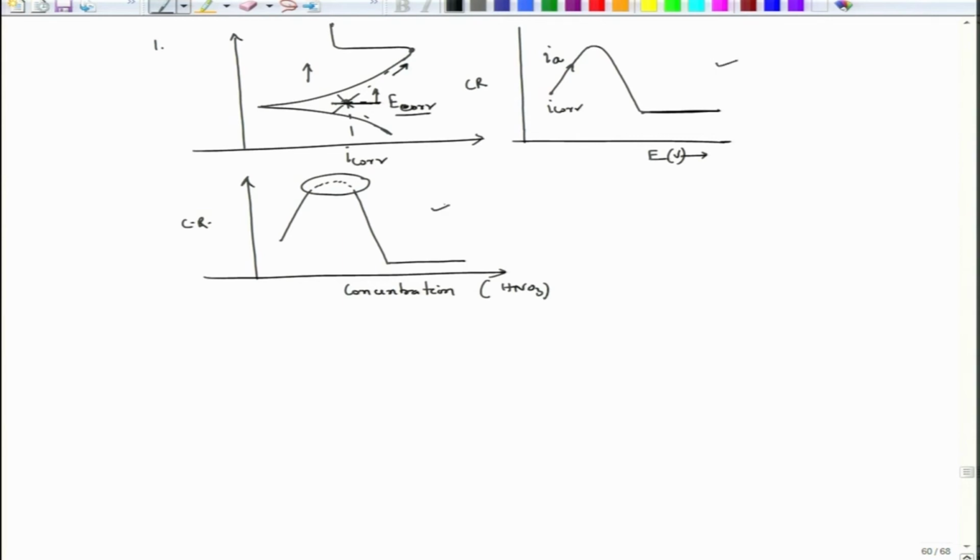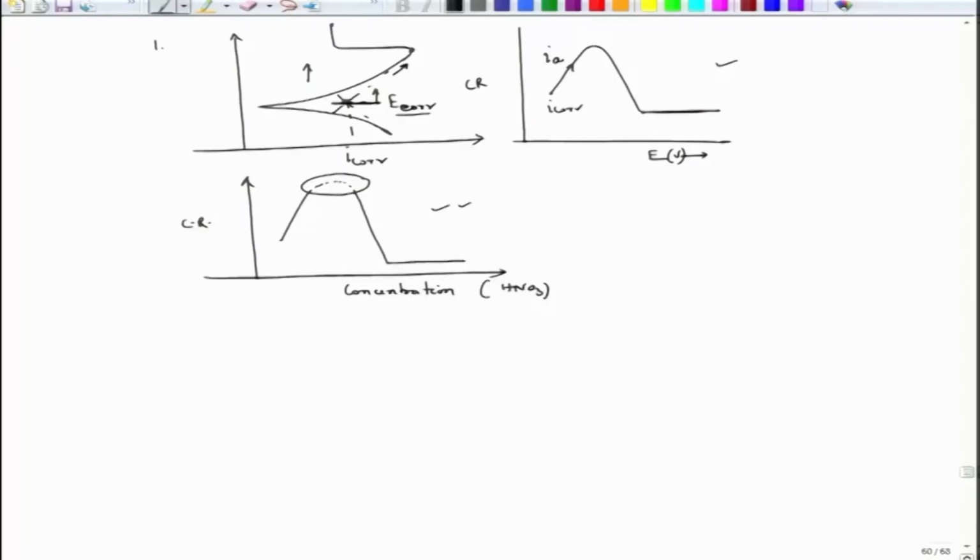One is the concentration effect, one is the potential effect, and this particular graph could be different for different metals. For example, lead. In the case of lead, if lead sulphate forms, we could see the variation of corrosion rate with potential with reference to this graph.